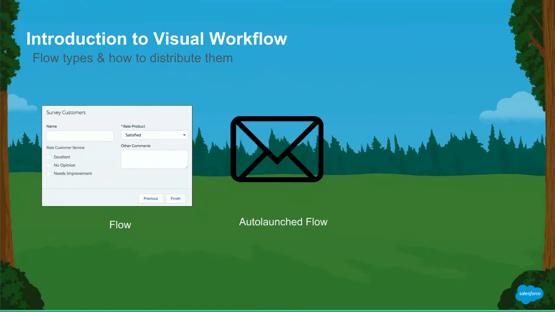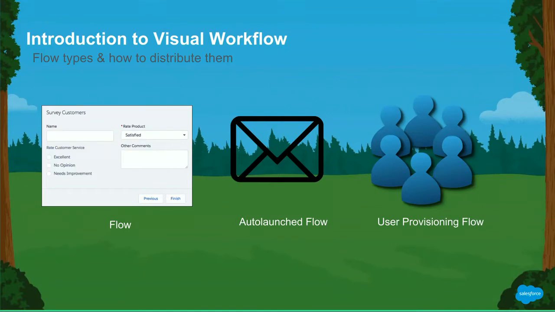We have a second type of flow that you can create with the product, which is called Autolaunched. Typically, this flow doesn't require user interaction. It is launched through Apex code, REST API, something like that, and it performs automated processes, for example sending an email or posting to Chatter. And finally, we have a third type, which is used to provision users to third-party apps, but we are not going to talk about this one today.